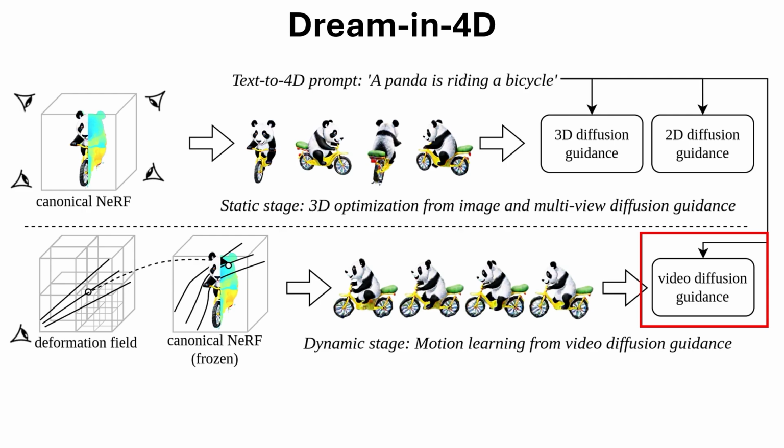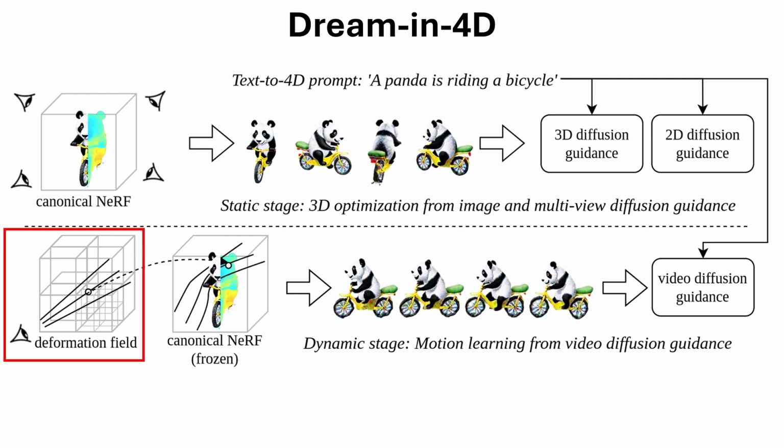And for modeling the motion, another MLP for the deformation field is trained that, given a point in space at a given time frame, has to output the canonical position of that point in the static object that we have, and that way we can model the motion.